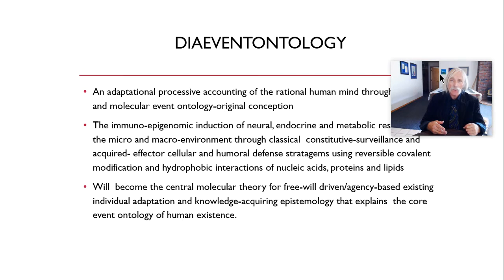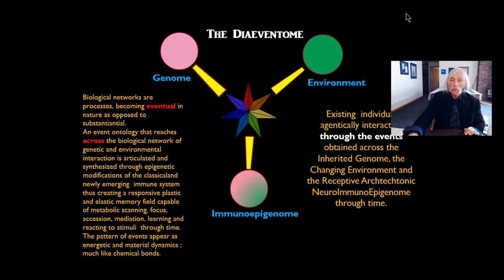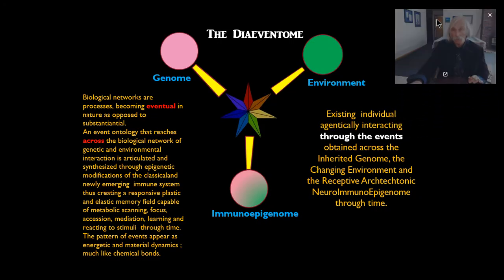But it can also include noumenal aspects, so I won't leave those out, although I'm not arguing for them here. Okay. So that was the initial take on it. Here is what I call the Diaeventome or Diaeventontome. So you have the genome, you have the environment, and then you have the immunoepigenome. And you can put neuro in front of there when you're talking about any neural alterations, which of course are happening all the time, as when you're listening to this lecture.